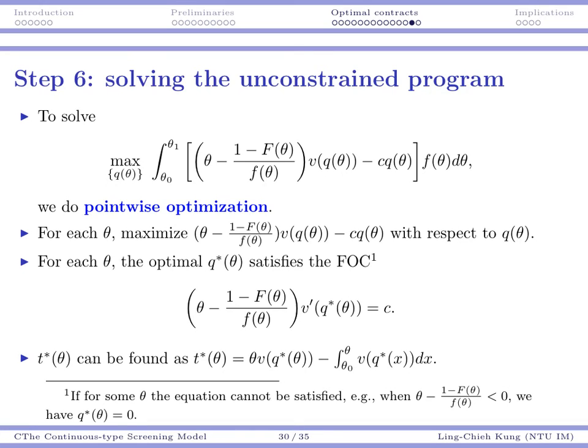Of course, if for some theta the equation cannot be satisfied, for example when this part is negative, then your q star should just be 0. And you also have this when you have only two types, right? There is a possibility that you don't want to serve the low type. Here is the same thing. If your theta is, for example, too small, then you may want to ignore those consumers. That's possible. Your T star can also be found according to the formula that you derived a few slides ago.